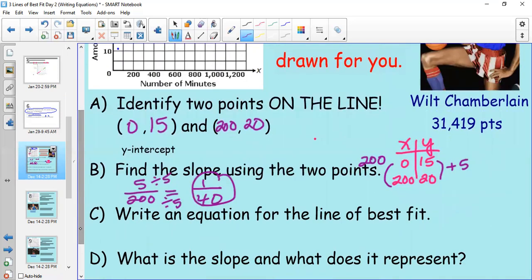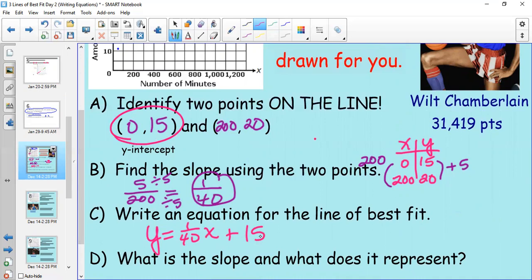So if we write the equation, we just have to put those a and b together. We had our y-intercept, and now we have our slope. So y equals mx, so m is our 1 over 40, and then x, and then plus our b, which was 15. And that is our equation.